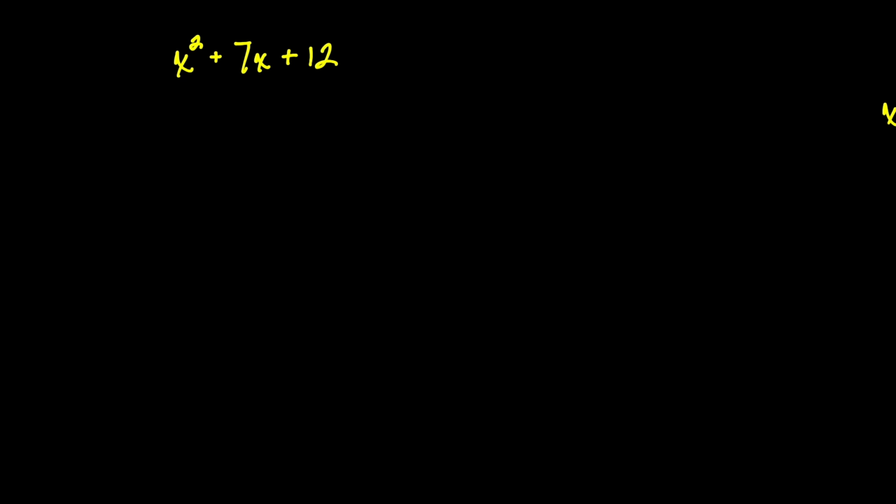So the factors of 12 that add up to 7 are, well, they're 3 and 4, but if you need to, go ahead and jot down the factors of 12. So that would give me 1 and 12, 2 and 6, 3 and 4, right? So we've done that before.